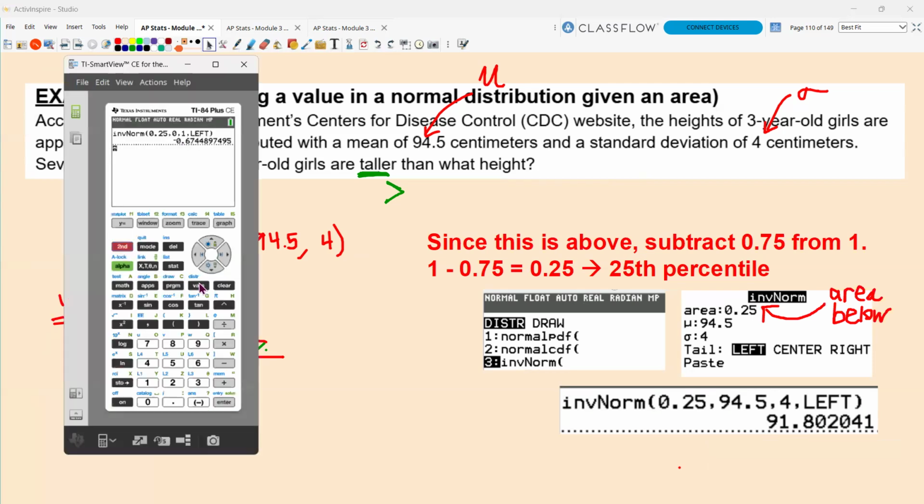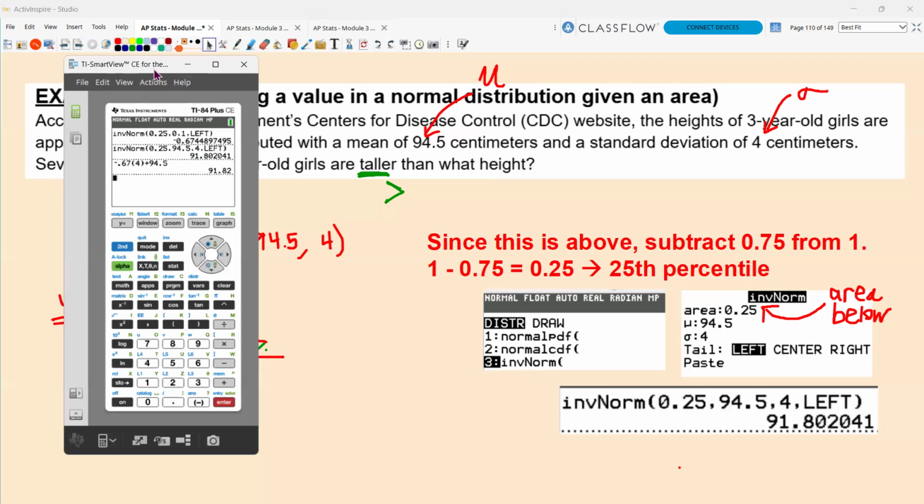Or you could do second vars, go to inverse norm, and you could actually make your mean and standard deviation the values that are there, the parameters. So 94.5 is your mean. Your standard deviation is going to be 4. And if you go down and click paste, you will get that exact value, 91.8, and you don't have to solve the equation. So instead of saying negative 0.67 multiplied by 4 plus, what was our mean, 94.5, we got that answer directly. So that 91.8 came from there.